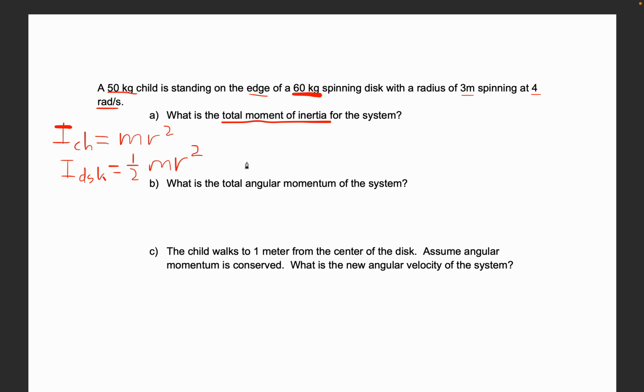So we just plug in the numbers. So we get 50 kilograms times 3, because that's our radius for both, 3 squared, which of course is 9, and we get 450.